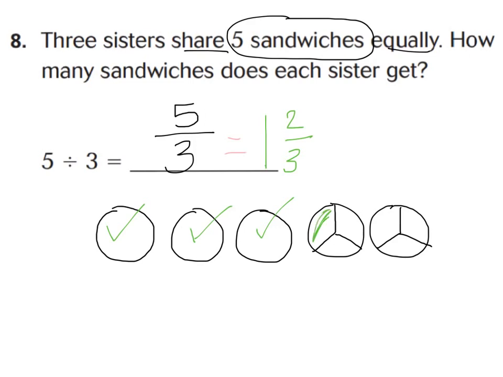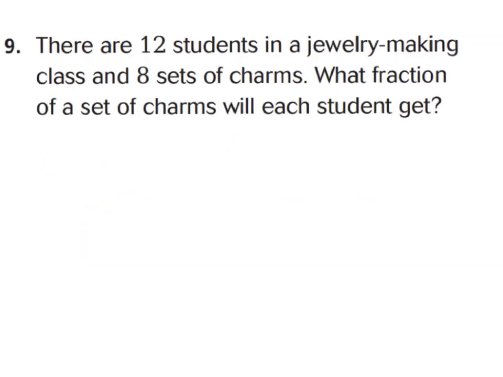So let's give 1/3 to one sister, and the other sandwich, she gets the other third. So 1/3 plus 1/3 is 2/3. So a sister will get 1 whole sandwich and 2/3. So let's go ahead and take a look at our problem solving at the bottom of the page.